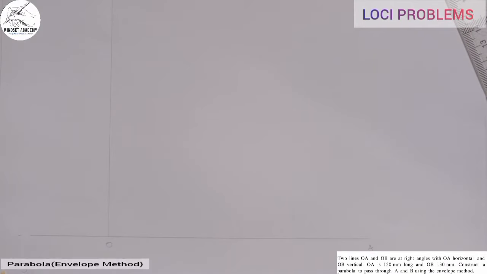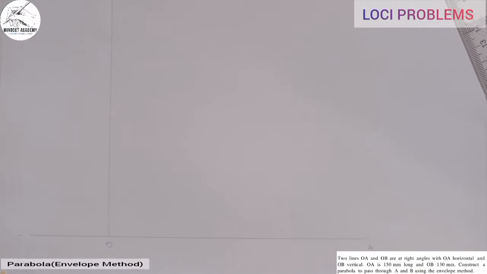Now we're given the distance of OA. We're told that OA is 150, so I should be able to measure 150 with my meter rule, to this point. This is where it is. And OB is 130, so I'll measure OB from here. This is OB here, 130, stopping at this point here.